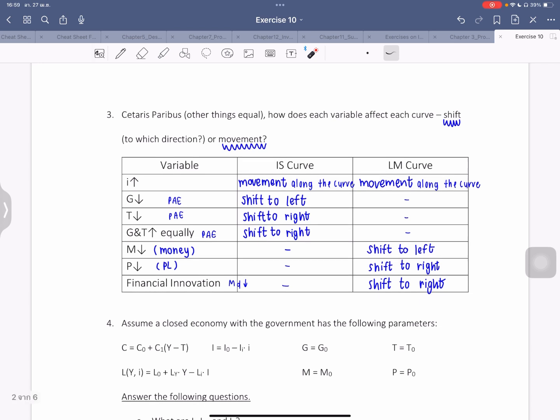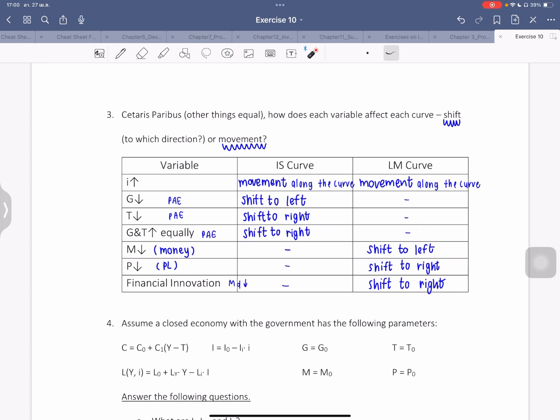Next, government spending and tax increase equally. When government spending and tax rise equally, output increases because the rise in government spending fully boosts demand, while the tax increase only partially reduces consumption. It is called the balanced budget multiplier. As a result, the IS curve shifts to the right, showing higher demand at every interest rate, while the LM curve stays the same.